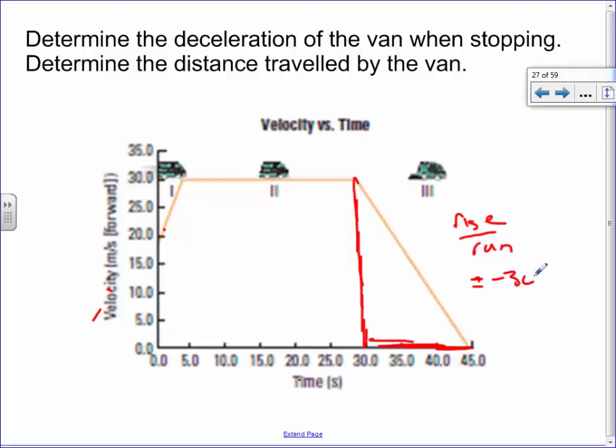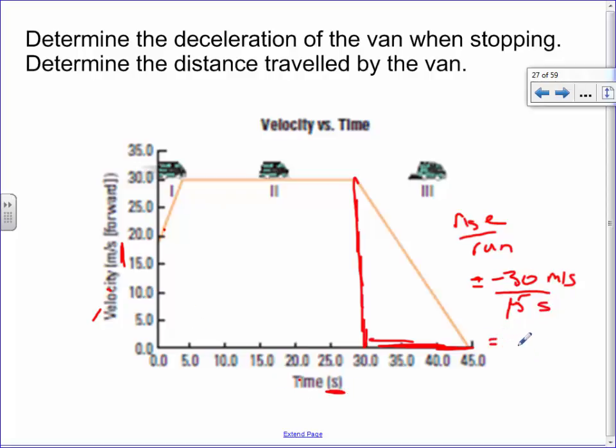Technically, we should make that -30 though, because you know how it's going like downhill slope. So the rise is -30, and then your run from 30 over to 45 would be 15. Watch the units here. The rise is in meters per second because that's the units of the up and down. So that's in meters per second. Your run is in seconds.